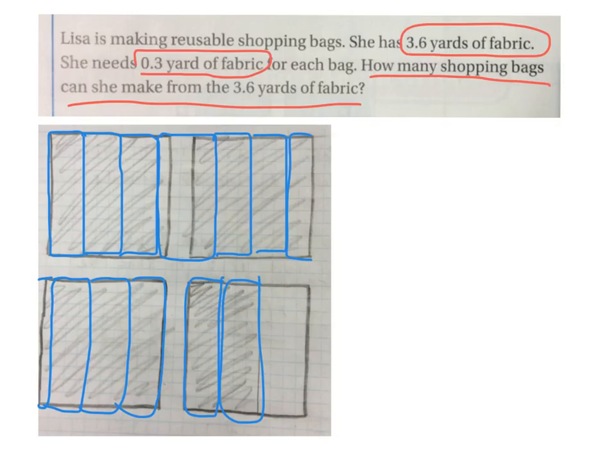Daniel, how many groups of 3/10 did you find that would fit into 3.6? 12 groups. Let me go ahead and count too. 1, 2, 3, 4, 5, 6, 7, 8, 9, 10, 11, 12. So there's 12 groups of 0.3, or 3/10, in 3.6. Another way you could say that is 3.6 divided by 0.3 is 12.